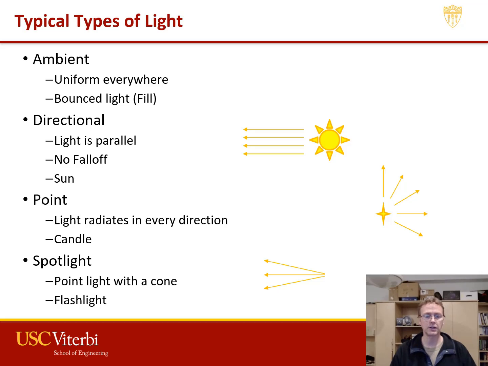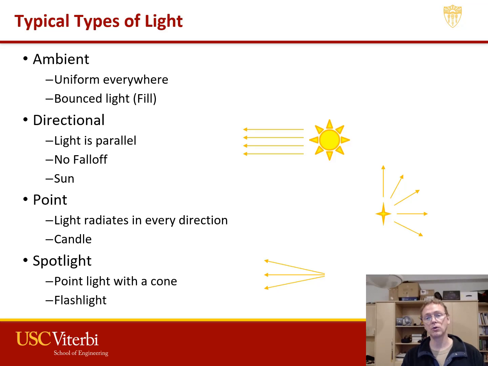So with a flashlight, we take that point light source idea again, so that it comes out at an angle, has a distance falloff, but then we also clamp the angles on the sides here. So we'll say there's a cone of light that comes out. All right, so that's a spotlight.